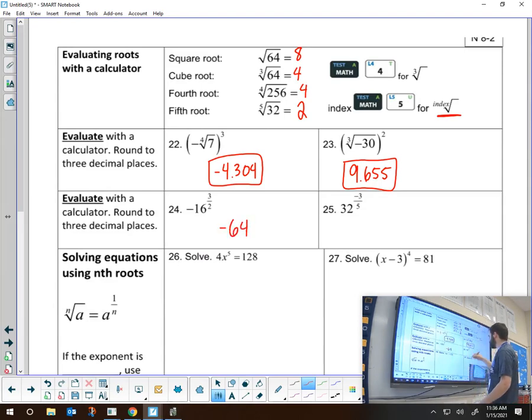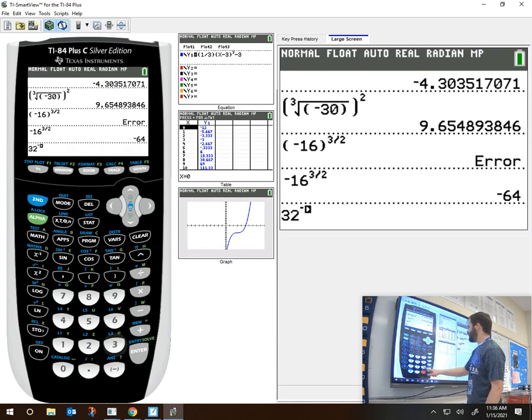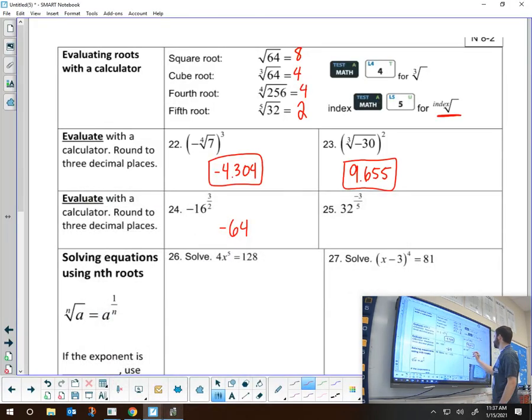Okay, and our last one, 32 to the power of negative 3/5, and that's going to be 0.125. 0.125 is going to be our answer there.